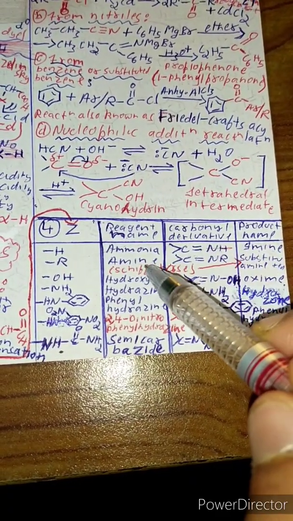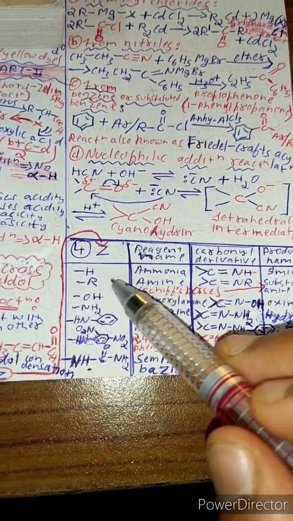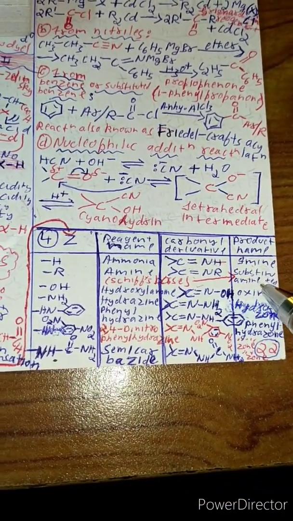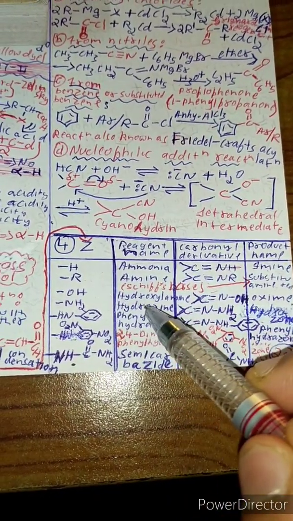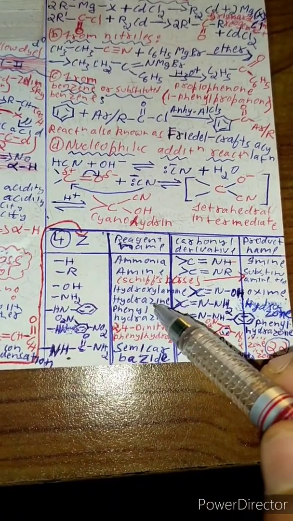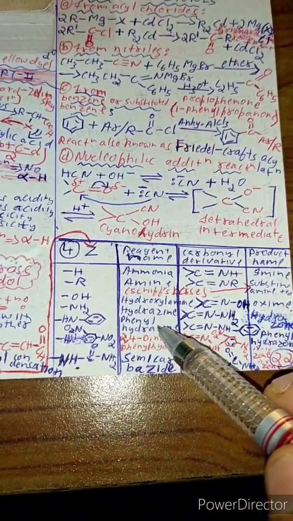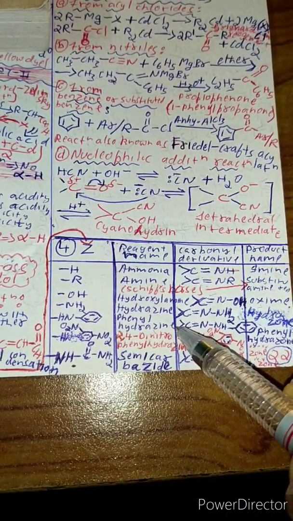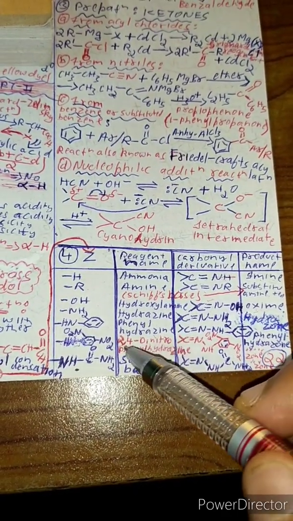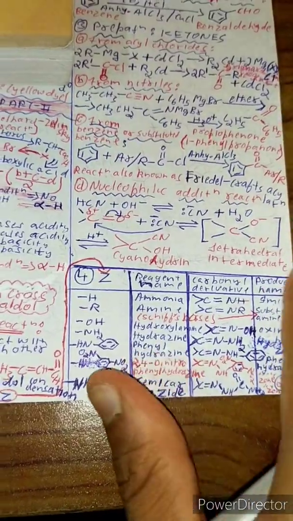This is imine. And when an amine, R-NH2, is added, it gives C double bond N-R, and it forms a substituted imine. And when hydroxylamine reagent is added, C double bond N-OH, that is oxime, is formed. And NH2NH2, hydrazine, gives C double bond N-NH2, hydrazone. And this reagent is phenylhydrazine, and when you add this to a carbonyl it becomes phenylhydrazone, and then 2,4-dinitrophenylhydrazine and semicarbazide. Okay, let us turn the page now.